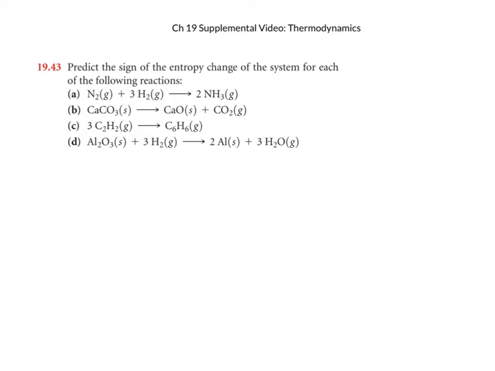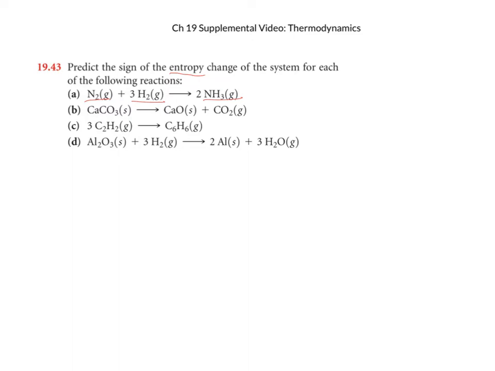Meaning, if we look at A here, A has a gas. So we have gas N2 plus a gas H2 going to a gas NH3. I'm saying gas because gas is important. Gas is a state of matter that has the most freedom of motion. So those are going to be really important in terms of entropy because entropy is a measure of disorder, a measure of randomness. What's more random than a gas? In terms of states of matter, not much.